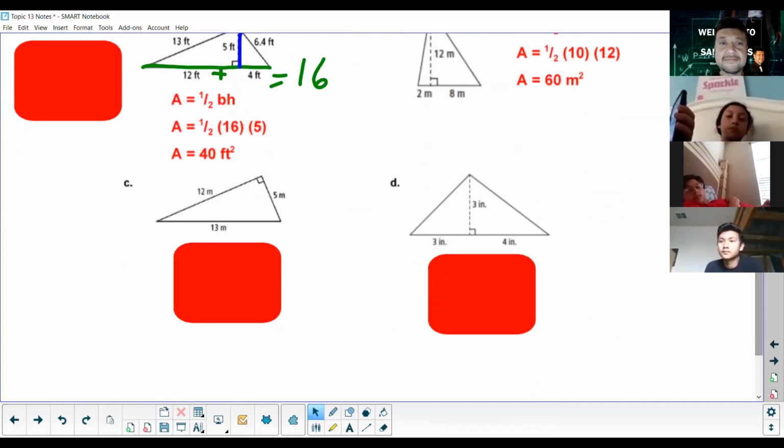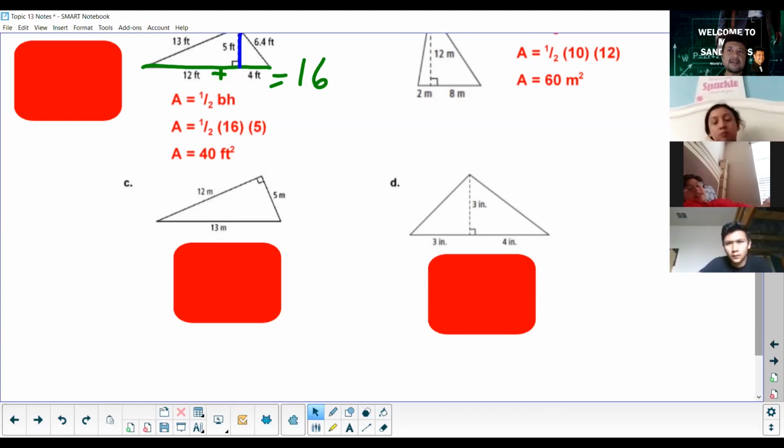Now, Max, go ahead and walk us through C. So you know the base is 13 meters. Now, kids, is that right or wrong? Max said the base is 13 meters. Never mind, I just looked at it. Okay, now that you've looked at it, what would you change? So the base is 12 meters and the height is 5.